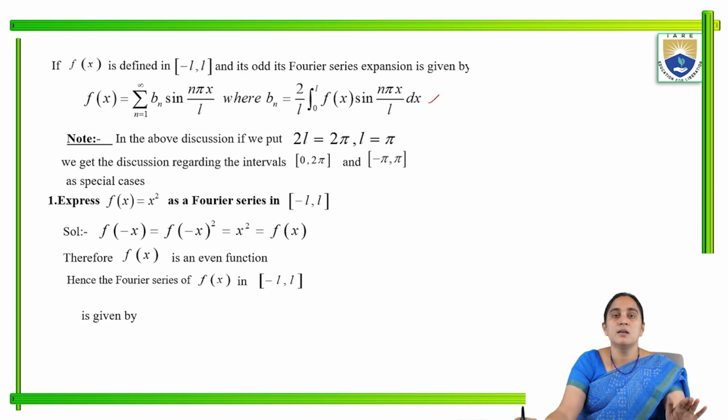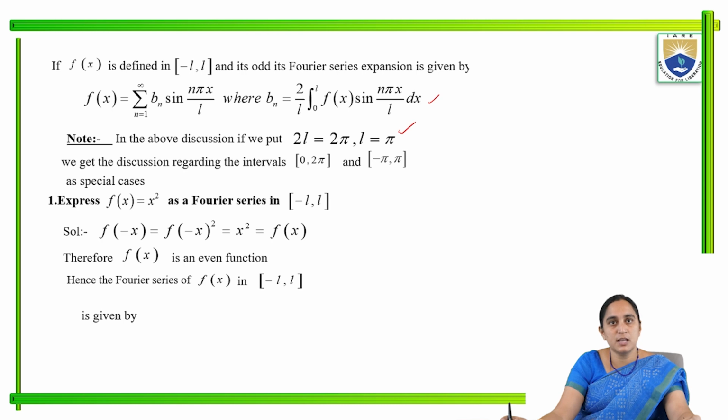When the limits are either minus L comma L or minus pi comma pi, then for any function we first have to verify whether it is even or odd. If you verify that, we can easily solve the question, or else it takes a lot of time. In the above discussion, if you put 2L is equal to 2 pi, then L is equal to pi, and we get the discussion regarding the intervals 0 comma 2 pi, minus pi comma pi, and special cases. For that, first I'll discuss the first question.